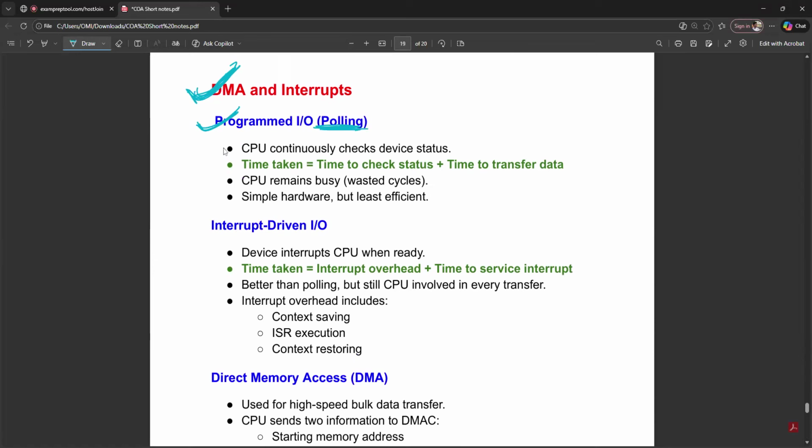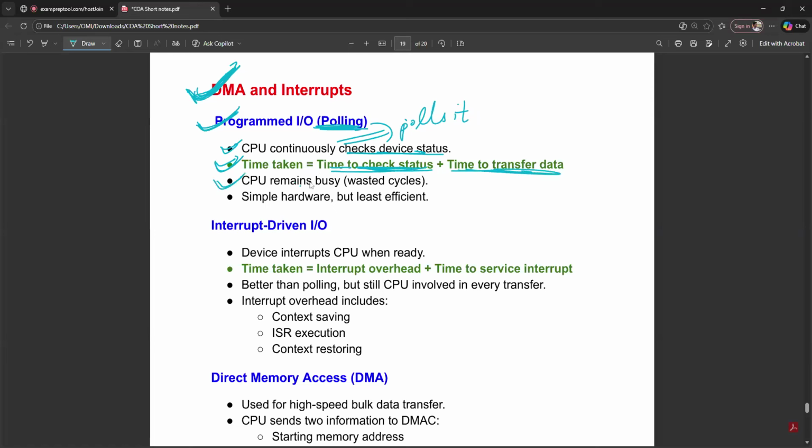So what does it mean? The CPU continuously checks the device status. So what is the time taken here in polling? Because it continuously polls, the time taken is the time to check the status plus the time to transfer the data.